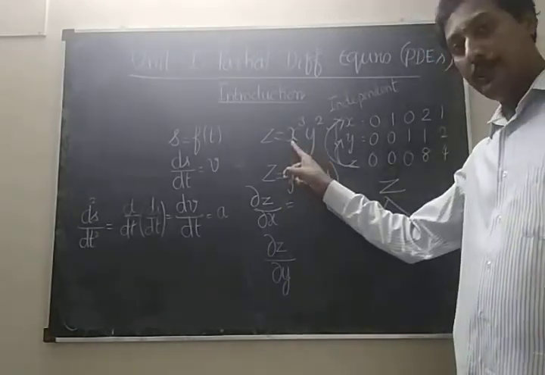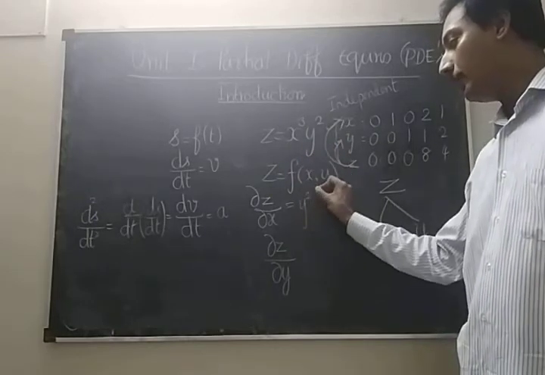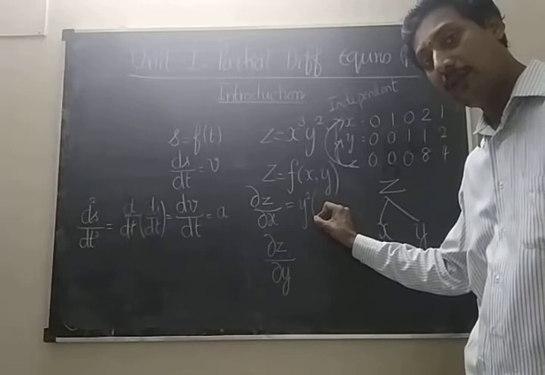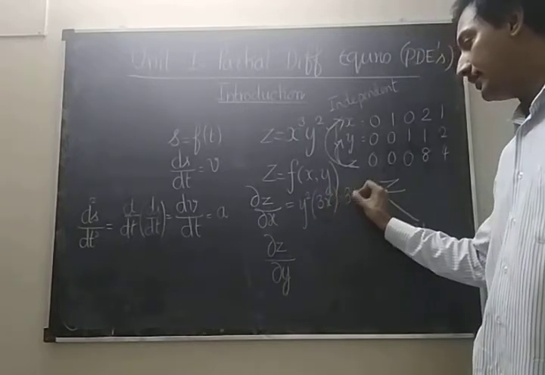Now see, in this example, can you guess what is dou z by dou x? So this is x cube y squared. What is y squared? Y squared is constant, right? What about x cube differentiation with respect to x? It is 3x squared. So the answer is 3x squared y squared.